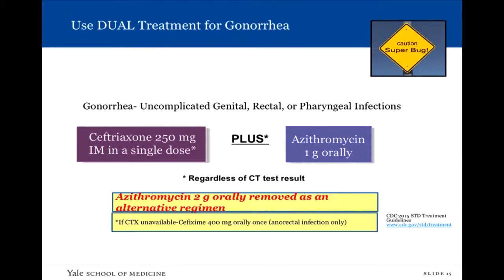There is some small data with using either gemifloxacin or a large dose of gentamicin with 2 grams of azithromycin for those patients that have beta-lactam high-grade allergy. If you're not dealing with a pharyngeal infection and you're only dealing with anorectal infection and you don't have an injectable cephalosporin, you can use cefixime orally along with the azithromycin.